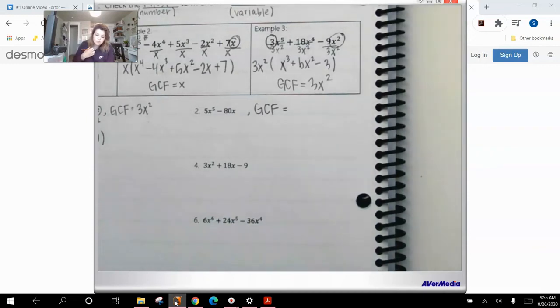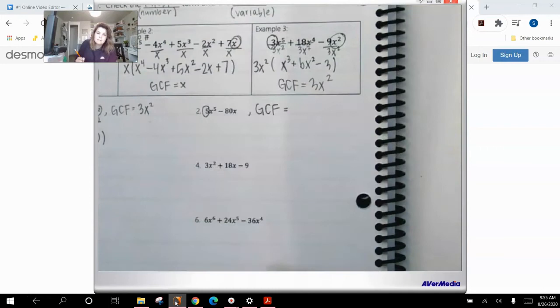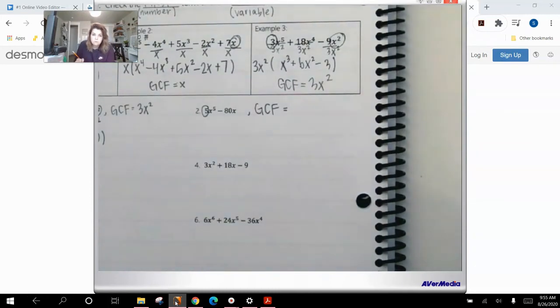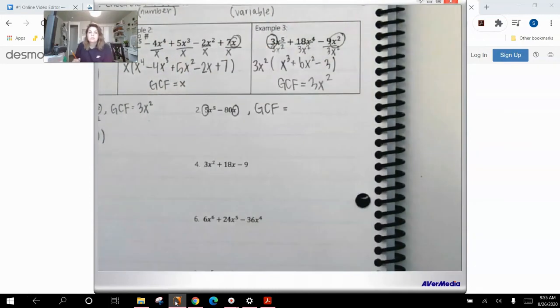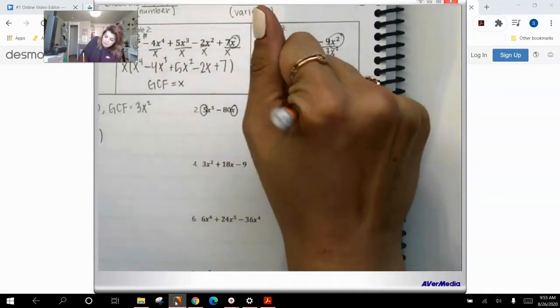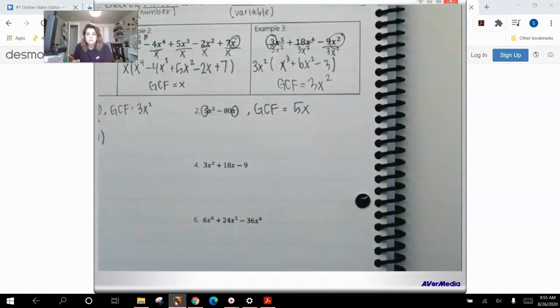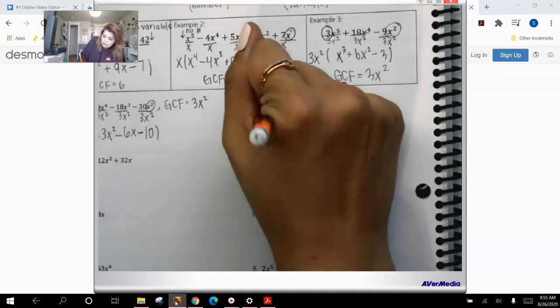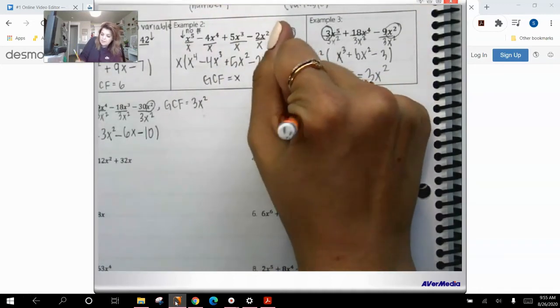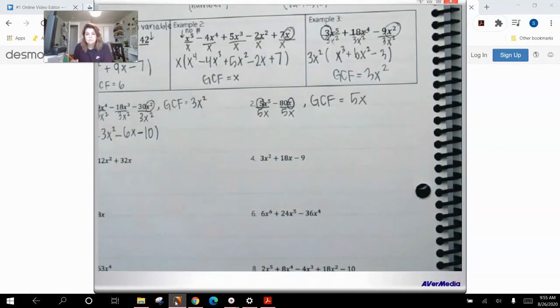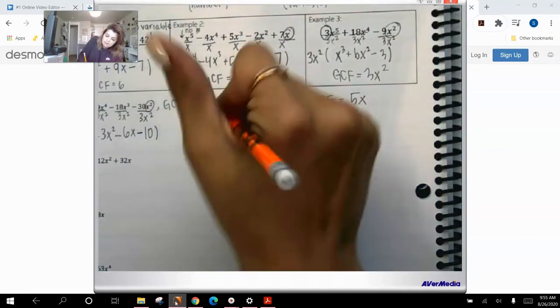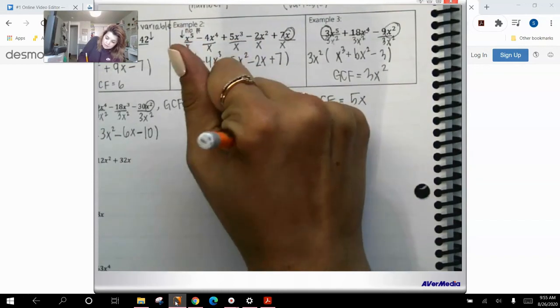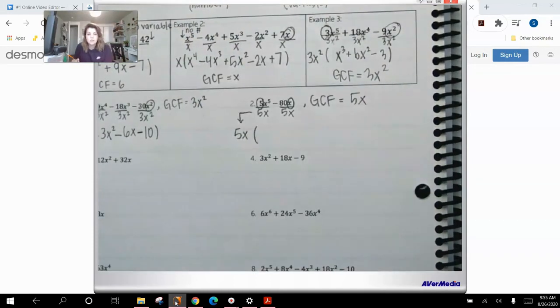Okay, so hopefully you circled the 5 on the front and the X on the end. So this time your GCF is 5X. Which means that you are going to divide both of these terms by 5x, and you're going to be very careful to write the 5x outside of the new factored expression.